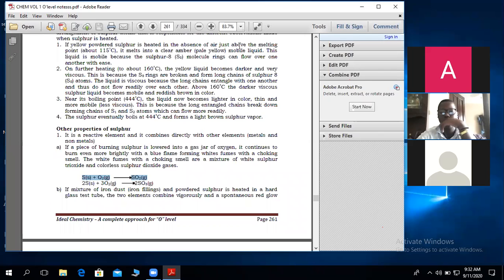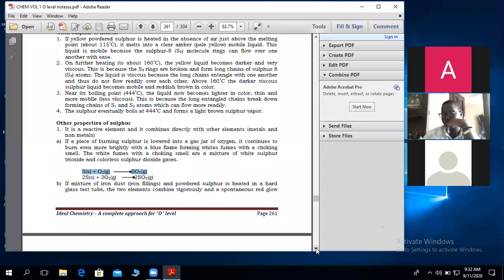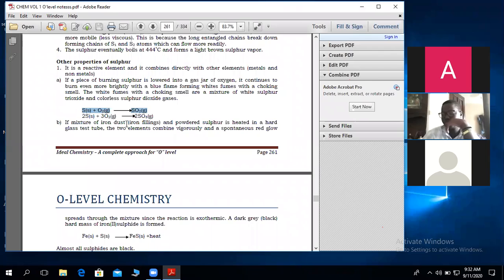What do you need to know about sulfur burning in oxygen? It burns with a pale blue flame, please. Sulfur burns with a pale blue flame and it forms white fumes, and this is the equation. So when sulfur burns in oxygen, it forms sulfur dioxide gas.